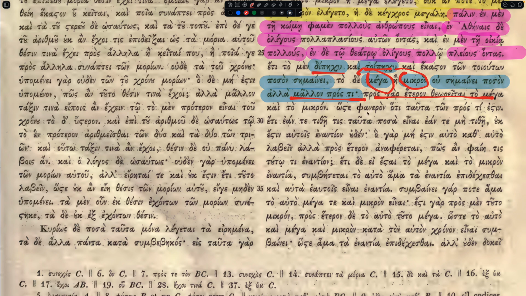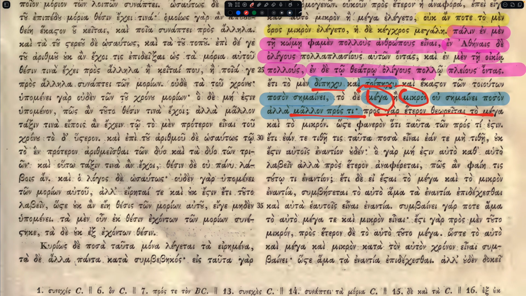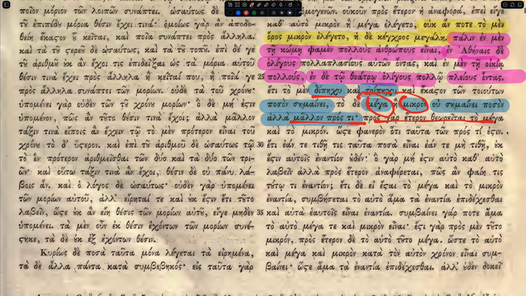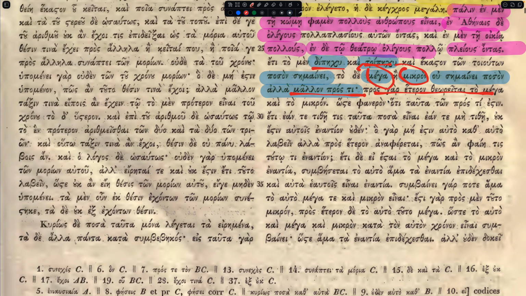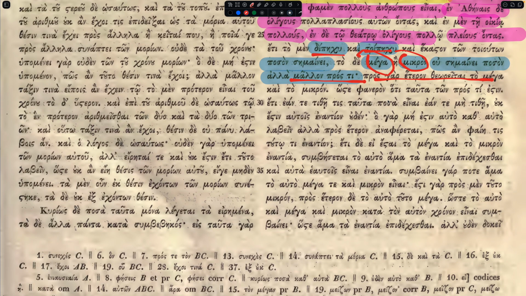So, hostafaneron hotitauta ton prostiestin. So all this stuff above that I've left here, he just says, and thus it appears that this is, of these things that we're speaking about, it is relative. Okay, so large and small, tall and short, strong and weak. Okay, these things are relative.